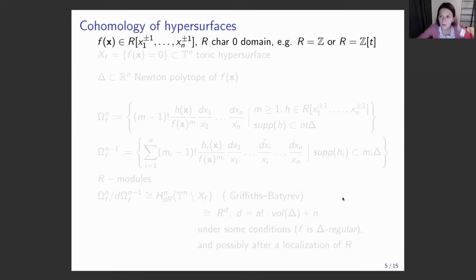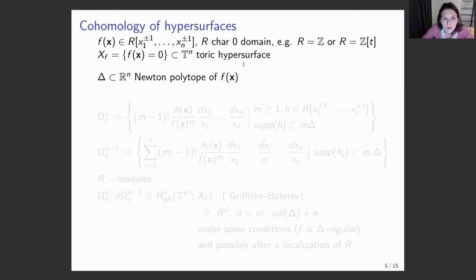So now let's speak in general about de Rham cohomology of toric hypersurfaces. Let F be a Laurent polynomial with coefficients in a ring R, which is a characteristic zero domain. For our applications, we will be interested in something like the ring of polynomials Z[t]. So one can think it's Z or Z[t], for example. Let X_F be the respective toric hypersurface, and Delta be the Newton polytope of this Laurent polynomial.